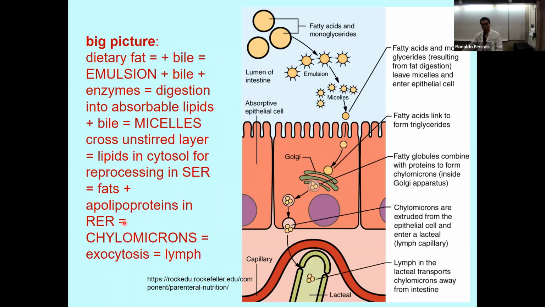And then in the rough endoplasmic reticulum, they are wrapped with apolipoproteins, depicted here. And then these chylomicrons are extruded from the basolateral membrane of these epithelial cells by exocytosis, and then they enter the lymph circulation via a lacteal here. And then the lymph circulation transports chylomicrons away from the intestine.